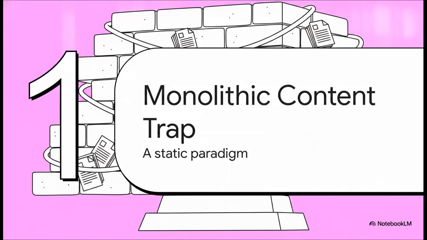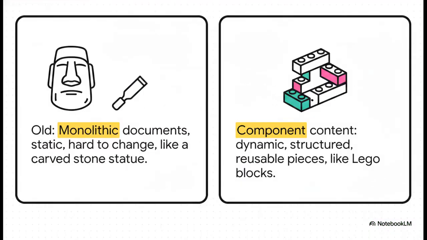All right, part one, the monolithic content trap. You know, it's wild, but most product teams out there are still treating their content as these static, monolithic documents. It's kind of like having a massive carved stone statue, right? If you need to change just the arm, well, you got to chip away at the whole block. It's incredibly hard to update.